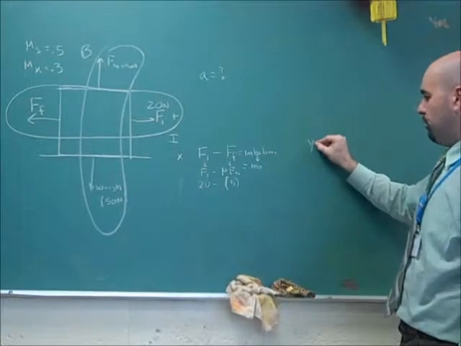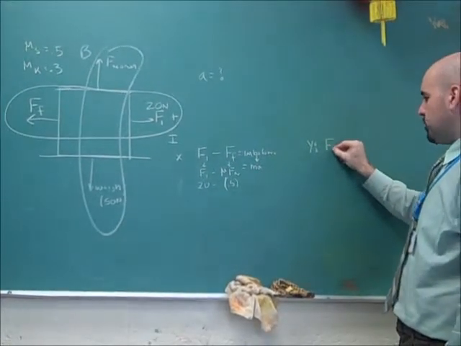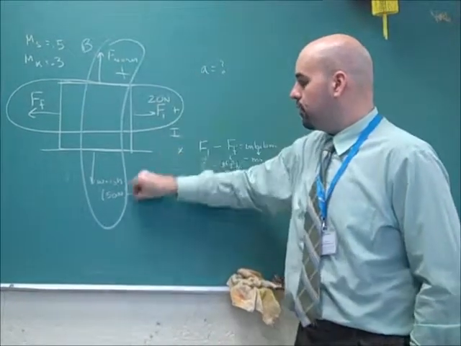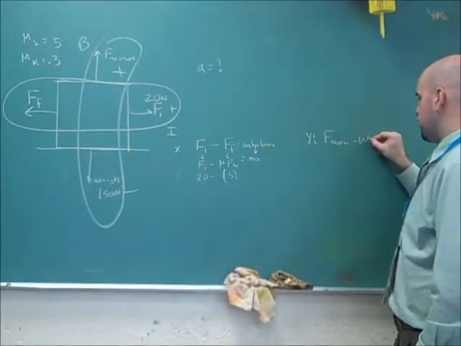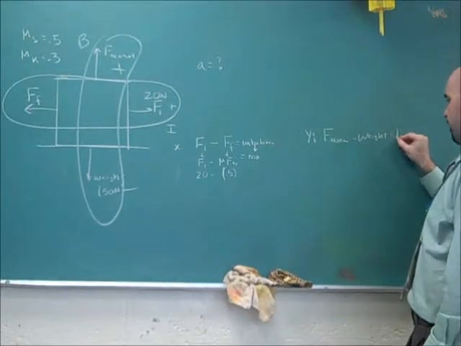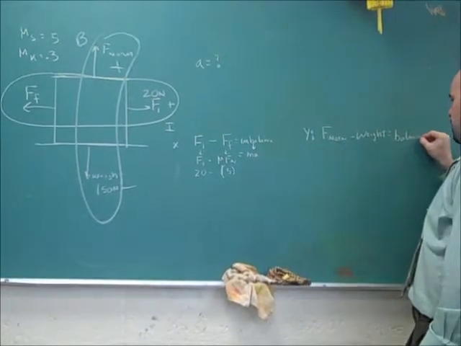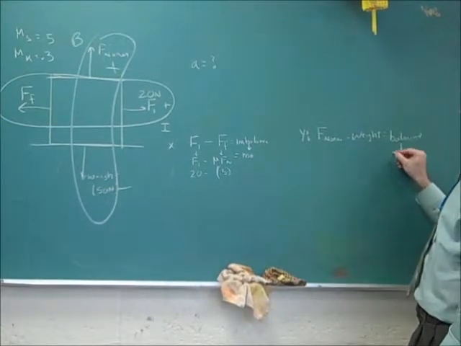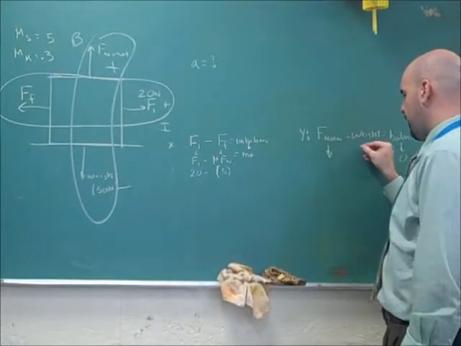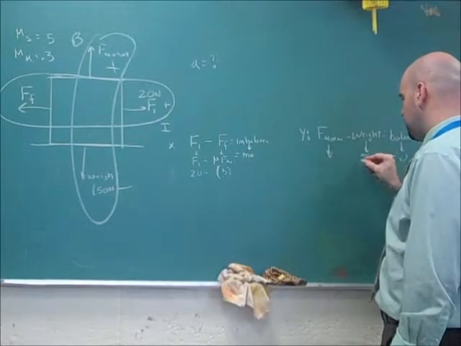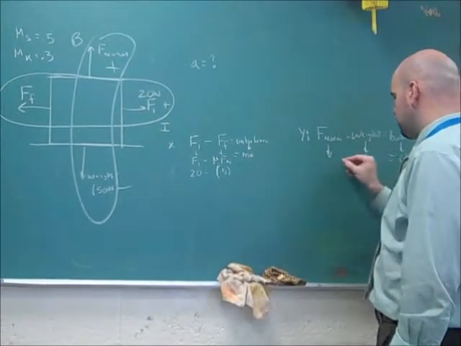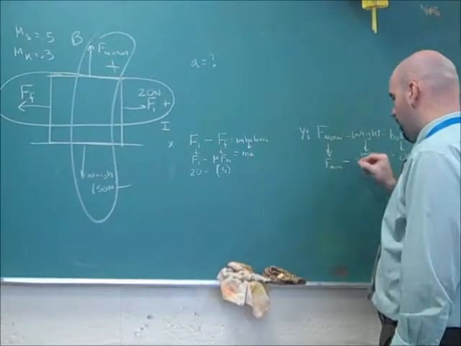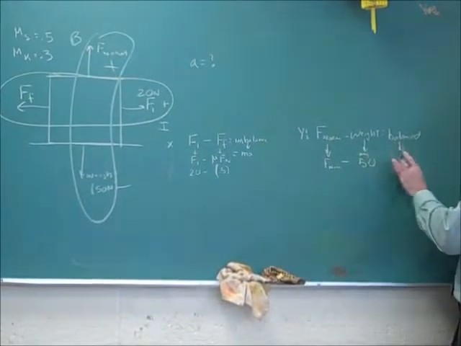In the y column, I've got the normal force, and I'm taking upward as positive, minus the weight, and these are balanced. Newton said that the amount of imbalance for a balance is 0. The normal force I'm trying to find, minus the weight, which is mg, which is 50. So the normal force minus the weight is 0. This is 50.